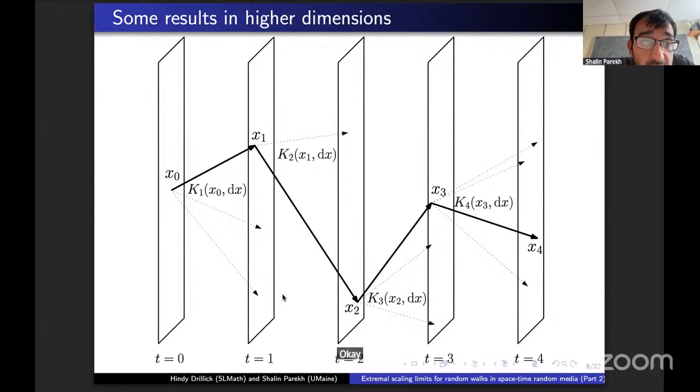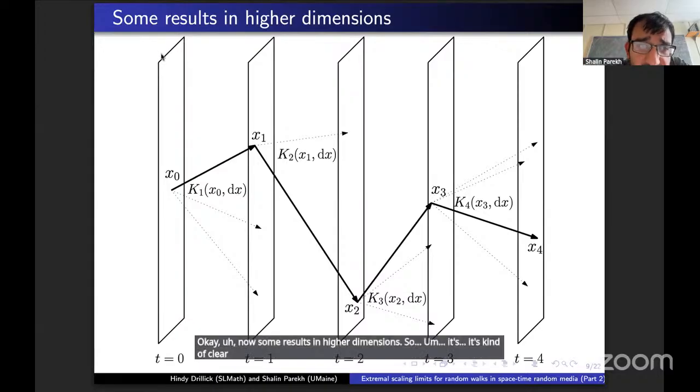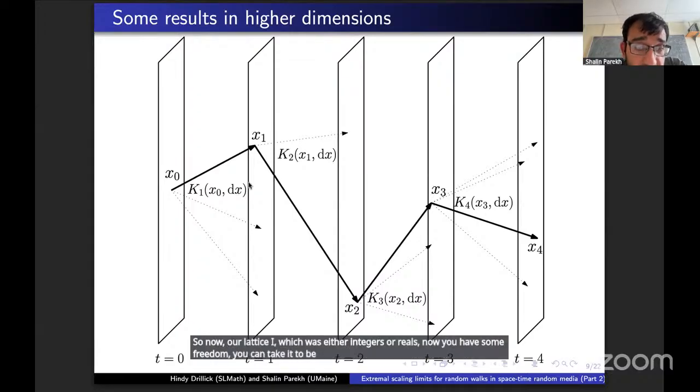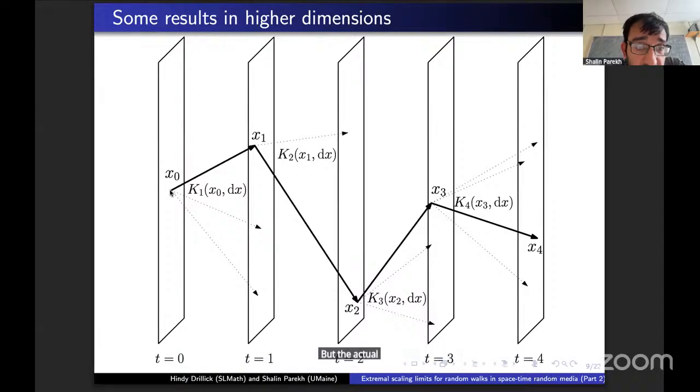Now, some results in higher dimensions. It's kind of clear that this stochastic kernel model generalizes quite easily to higher dimensions. Now our lattice I, which was either integers or reals, you can take to be R^d or Z^d. But the actual details of the model are described in exactly the same way. So instead of lines, now you can have planes or higher dimensional Euclidean spaces.